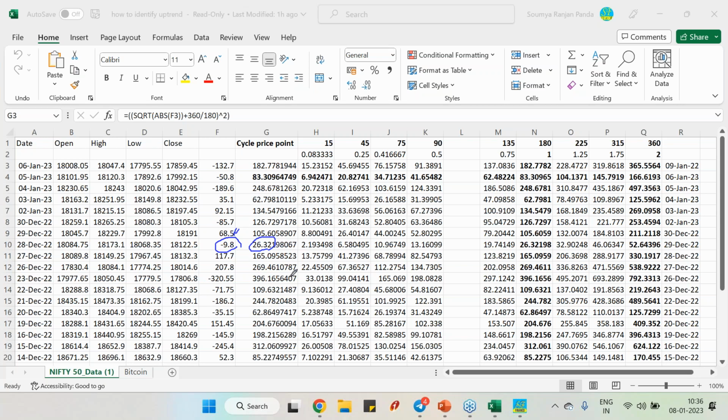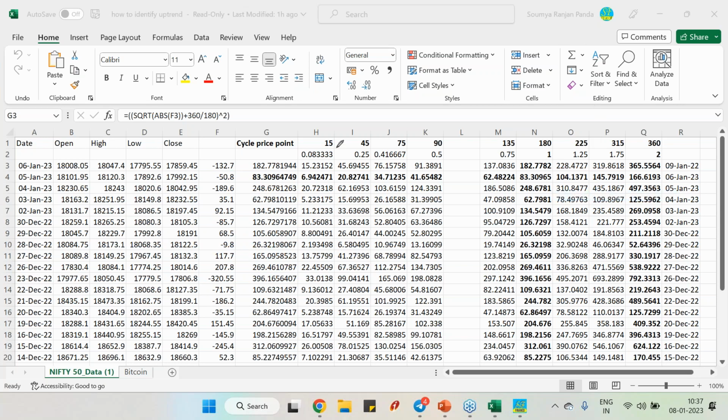So the cycle price point is nothing but the previous day's close, the net gain in points it has given. Take the square root of that gain point, and it should be an absolute number because we can't take the square root of a negative number. Add the 360-degree factor and take the double multiple. So this part is clear. We got the cycle price points.